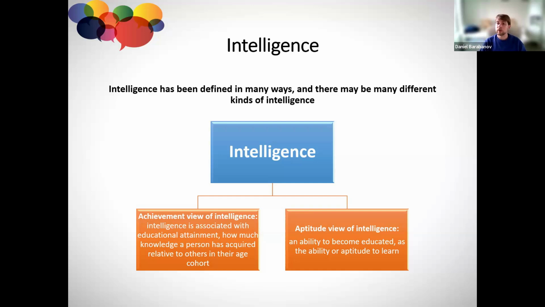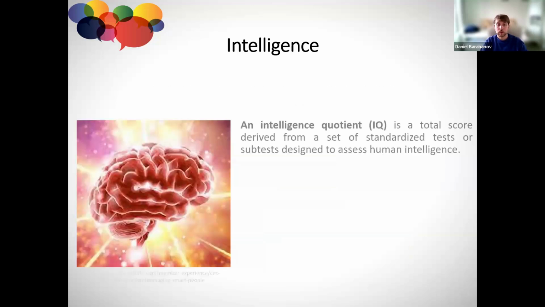result, achievement, performance. The aptitude view on intelligence, another group of theories, focuses not on achievement itself, but on the ability to become educated, on the ability to perform. So aptitude to learn, right? The potential and talent people possibly have, not necessarily applied yet, but their potential. Right? So these are two different views on intelligence and two different understandings of what intelligence is.